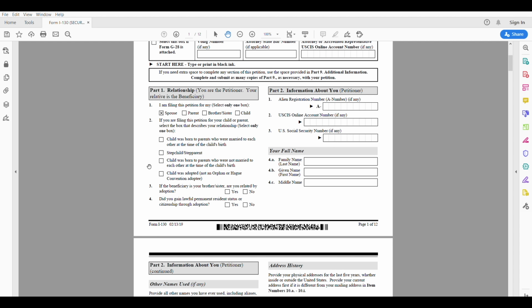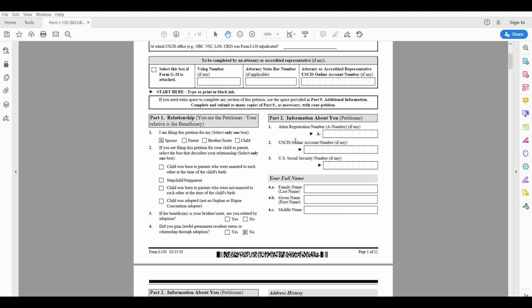Number 3, if the beneficiary is your brother or sister, are you related by adoption? Since this does not apply to our case here, since our petitioner is applying for his spouse, we would skip number 3. Number 4, did you gain permanent resident status or citizenship through adoption? You would have to select yes or no. In this case, our petitioner did not, so we're going to hit no.